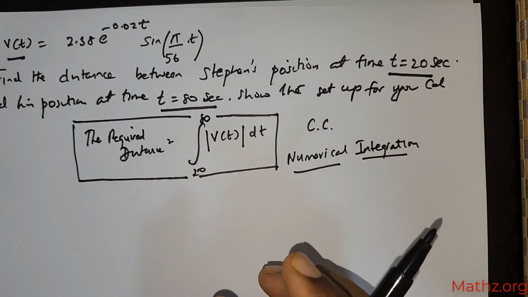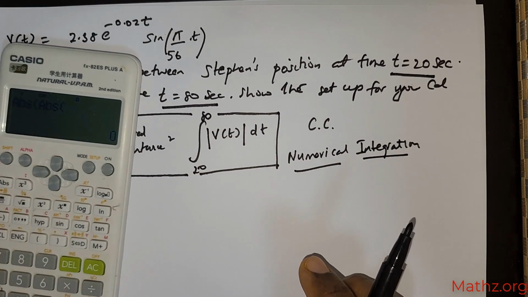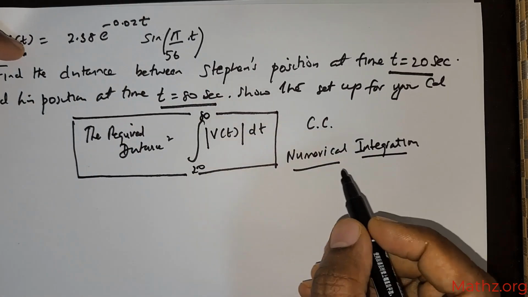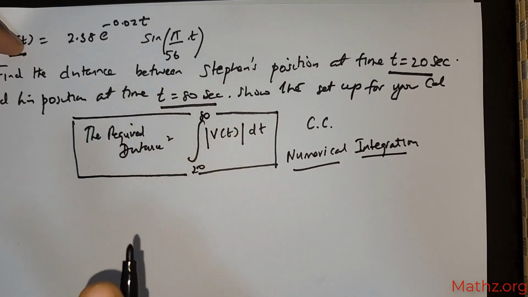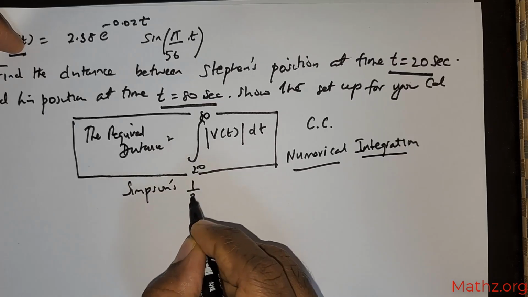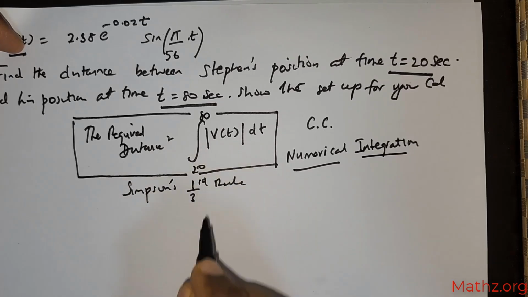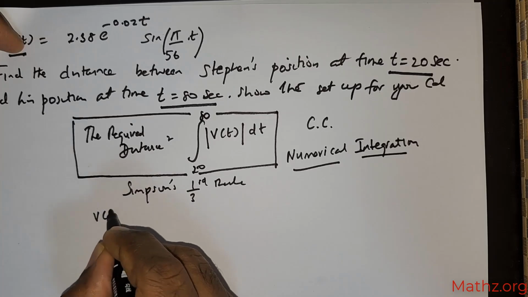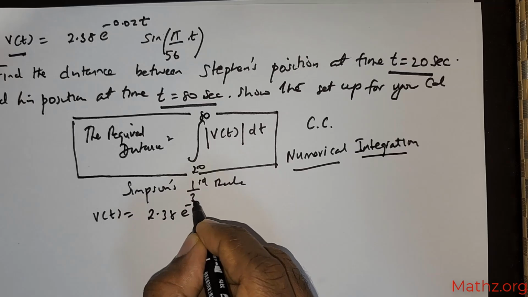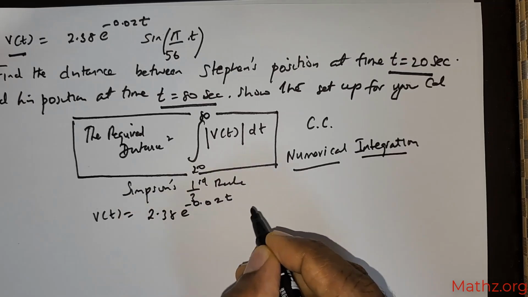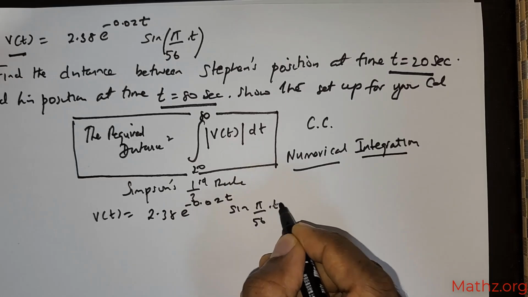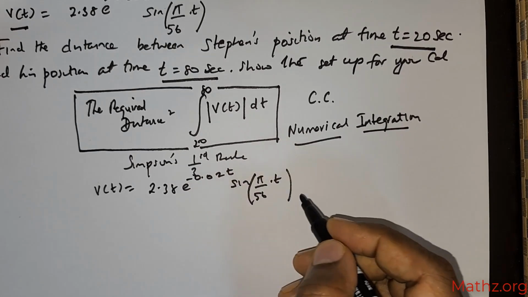As I also mentioned to you, I would be utilizing this calculator. Since I've got this calculator, I will show you how to apply numerical integration. Now what I will do is apply Simpson's 1/3 rule. By Simpson's 1/3 rule, foremost we need to take the function. So v of t is given as 2.38 e raised to the power of negative 0.02 times t times sine of pi over 56 times t. So this is what is given.